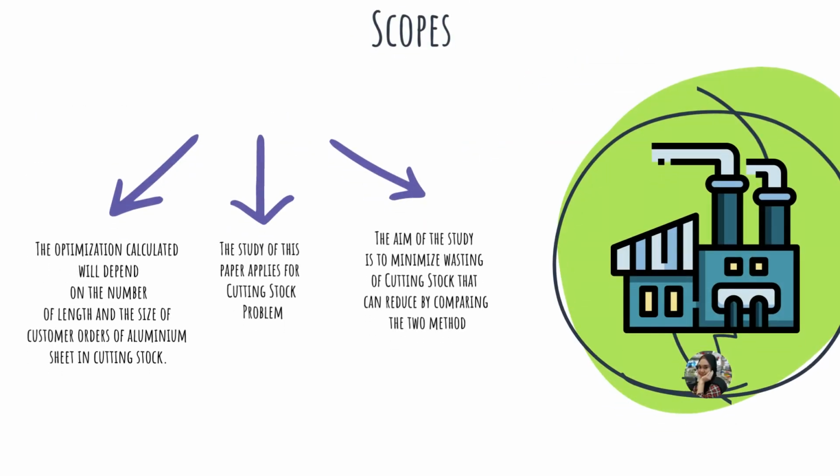There are three scopes in this project. They include that the optimization calculated will depend on the number of lengths and the size of customer orders of aluminium sheet in cutting stock. Next is the study of this paper applied to the cutting stock problem, and the aim of the study is to minimize the waste of cutting stock, which can be reduced by comparing the two methods.